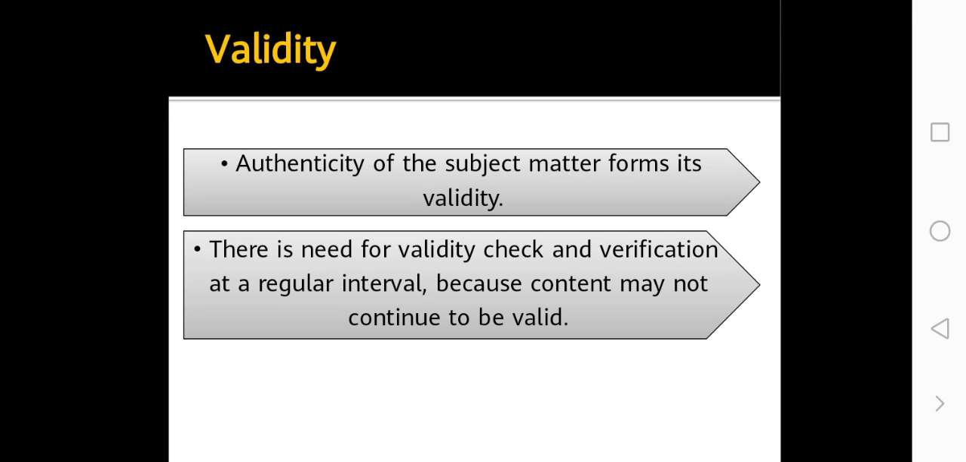The authenticity of the subject matter forms its validity. Knowledge becomes obsolete with the fast-changing times. Thus, there is a need for validity check and verification at regular intervals because content which may be valid in its original form may not continue to be valid in the current times.